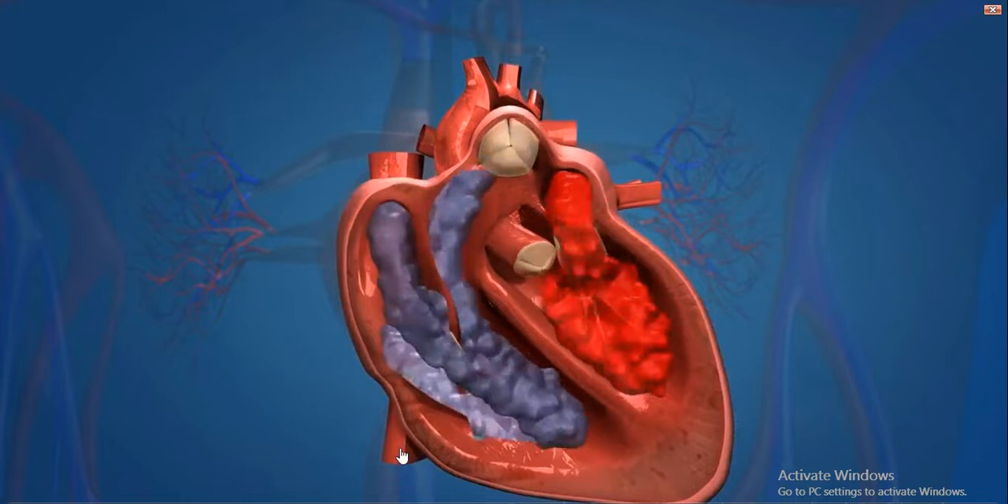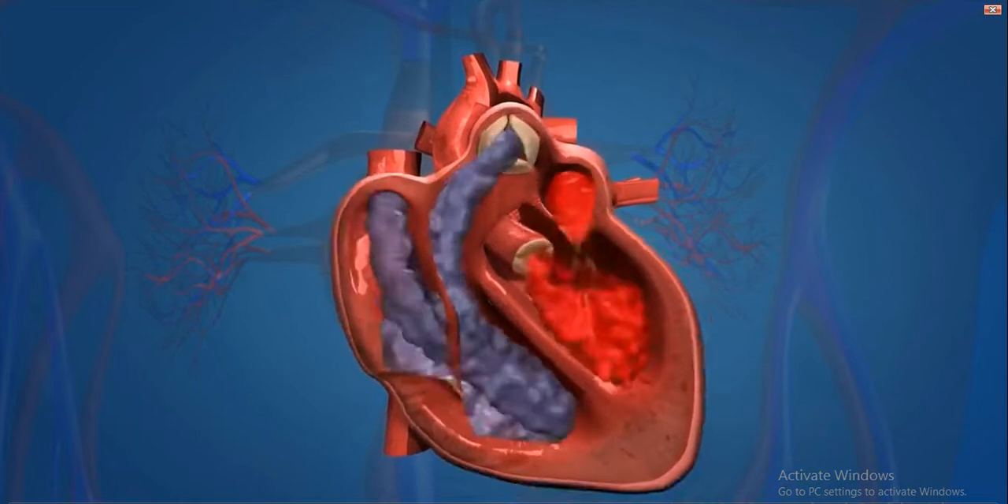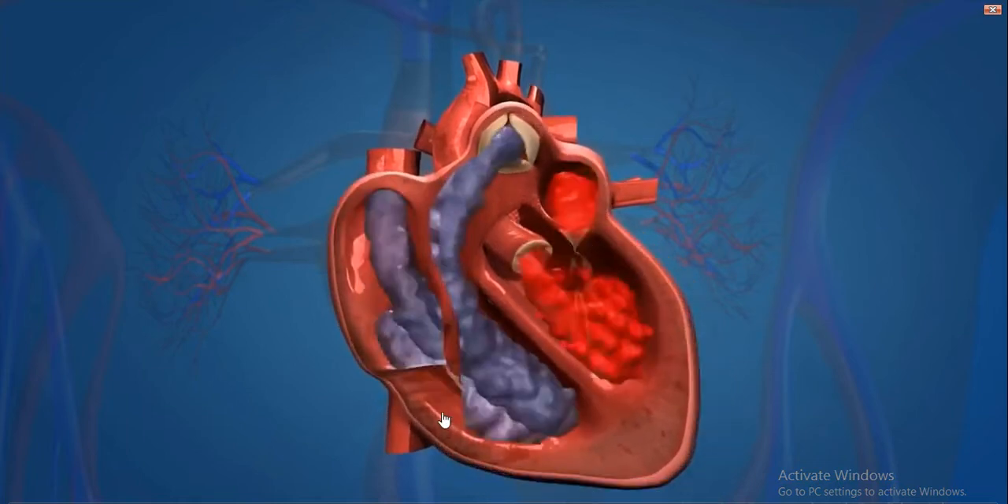Then consider the organs in the lower part of our body. They release this impure, deoxygenated blood. This deoxygenated blood comes to the right atrium by the inferior vena cava. Then these are the functions of these types of veins.